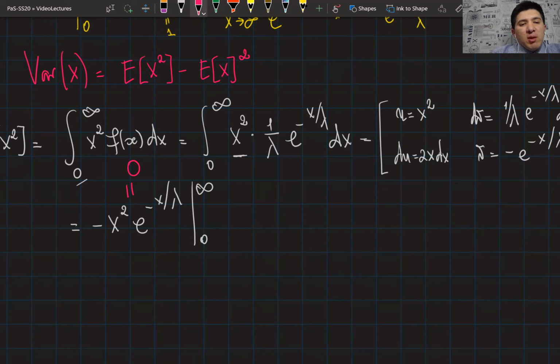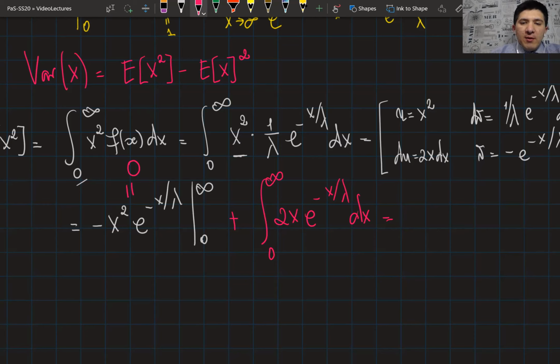If we substitute 0, it's 0 multiplied by 1, which is equal to 0. If we substitute infinity, it's infinity over infinity, but the exponential function grows faster than any power function, so it's simply 1 over infinity, which is 0 again. The second term is a plus now, so plus the integral of 2x e to the power of minus x over lambda dx. This is very similar to x multiplied by e to the power of minus x over lambda, and we integrate it from 0 to infinity.